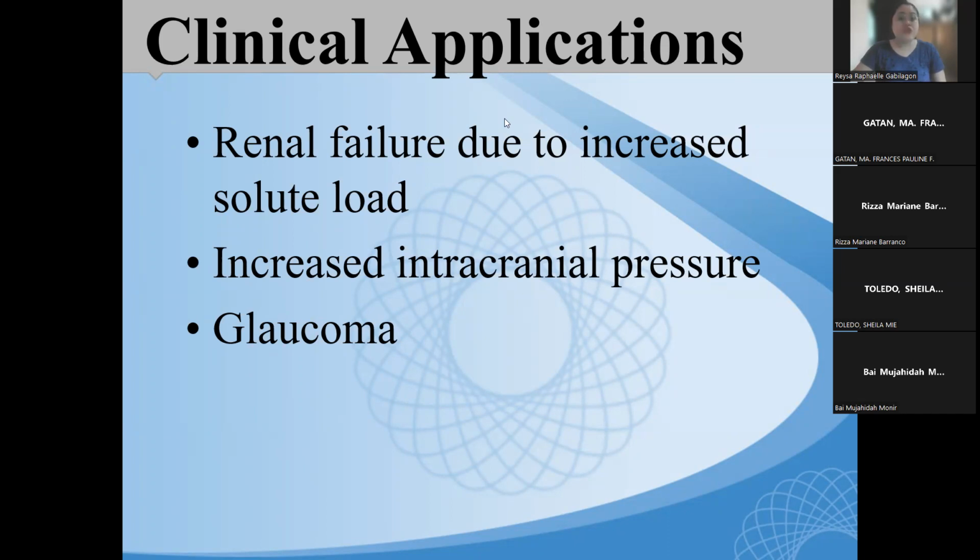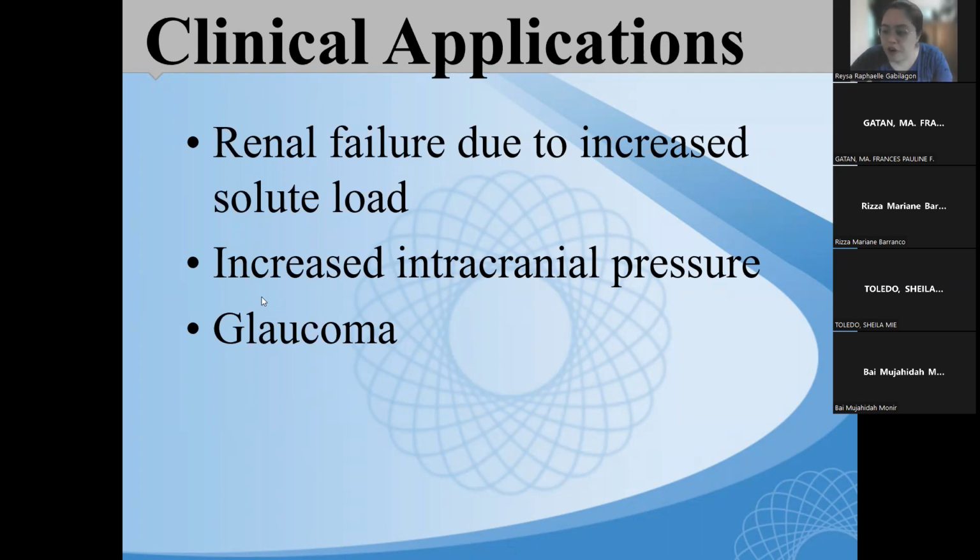Edematous conditions also. We use mannitol to move the water from the edematous tissues. And then we can also use this mannitol and other osmotic diuretics for people experiencing increased intracranial pressure.